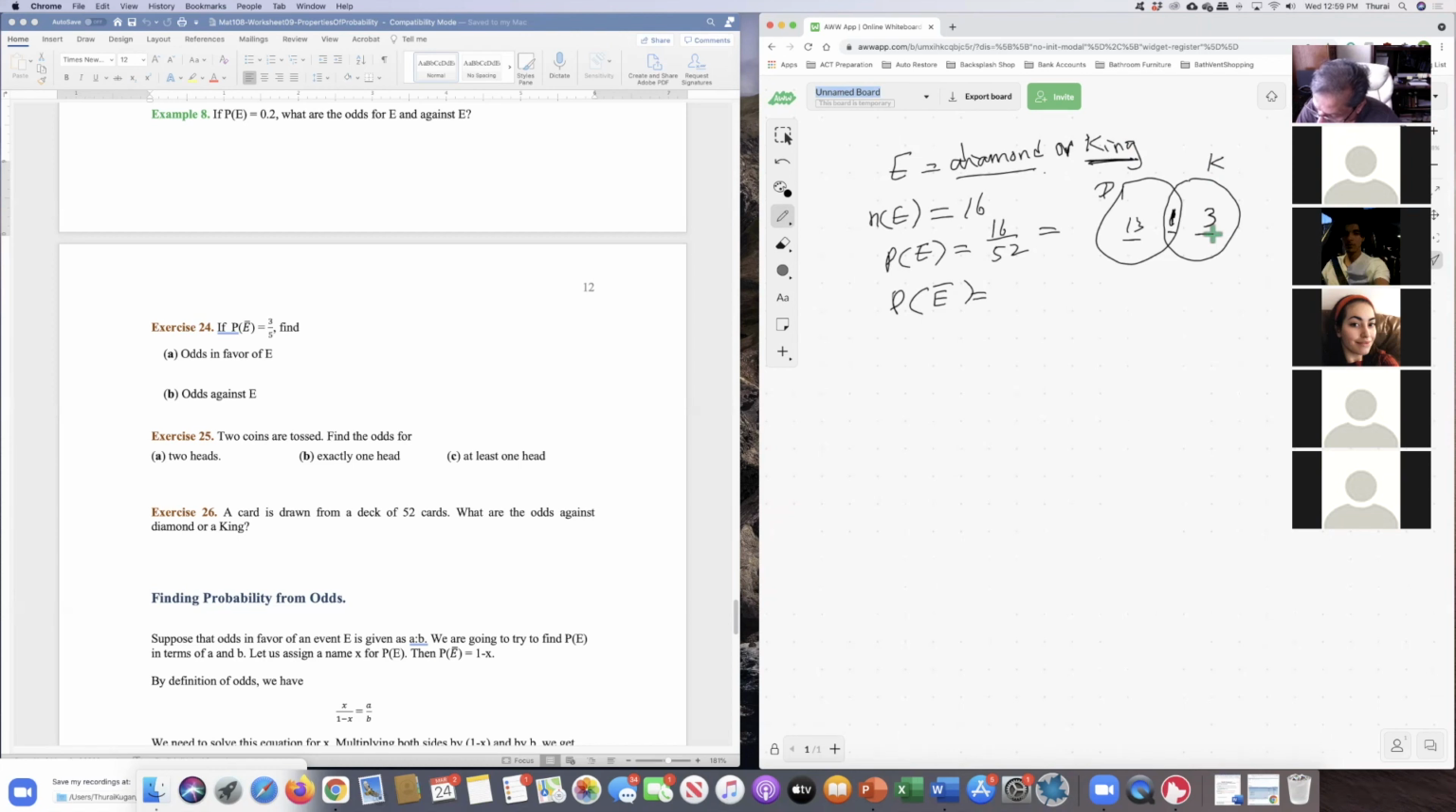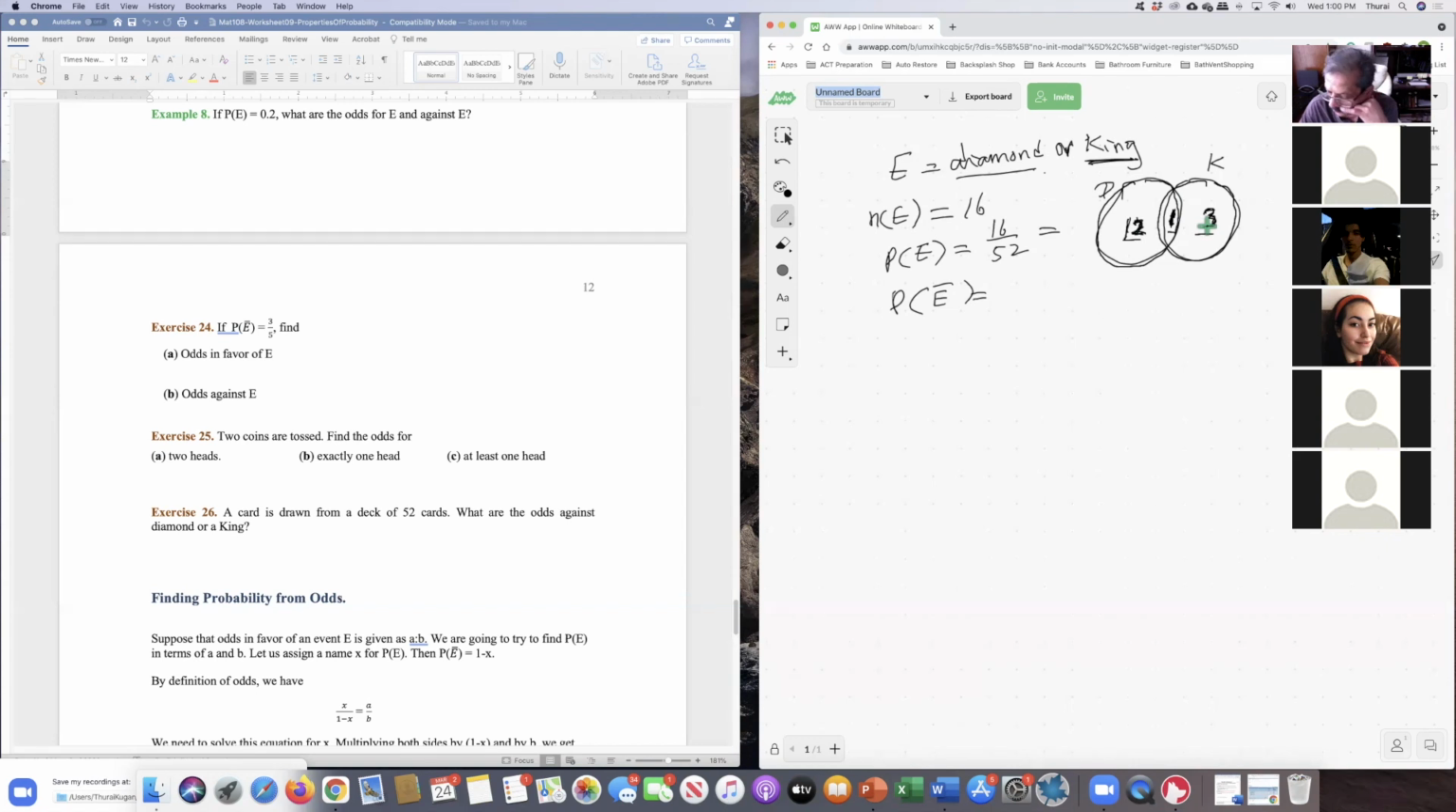Hold on. It's 13. It's not 13 plus 1. It's 12. Sorry about that. There are 13 elements altogether in the D, and 1 is shared. So 12 here on the left side. And altogether 4 kings are there. 1 is shared. So 3 of them are outside. So that's why I have these numbers. So 12 plus 1 plus 3. That's what the 16 is.